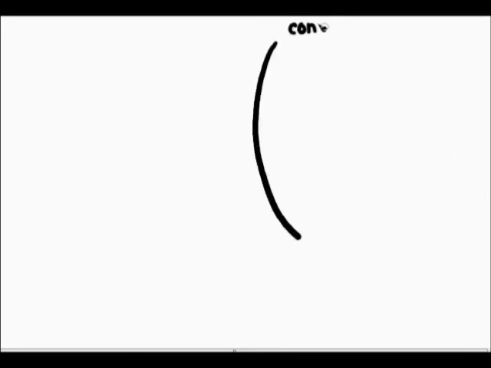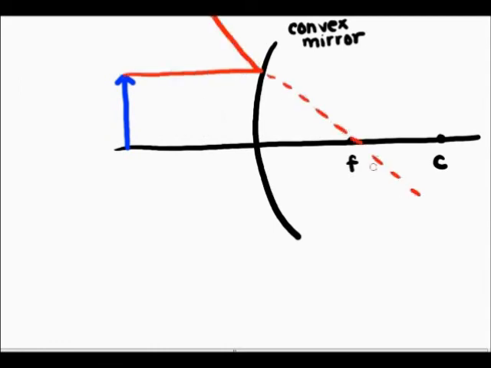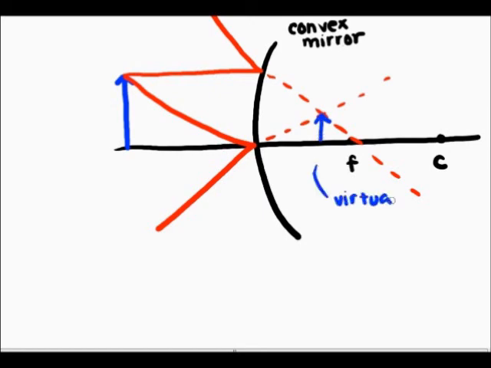In another example, we have a convex mirror with a focus here and an object placed here. The first ray travels parallel to the principal axis and appears to reflect through the focus. The second ray reflects at where the principal axis meets the mirror. The point where the two rays appear to intersect is the location of the virtual image.